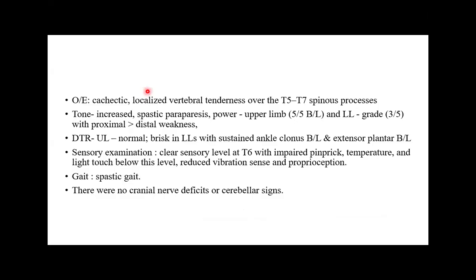And lower limb, there is a grade 3/5 power with proximal more than distal weakness. And deep tendon reflex in upper limb was normal. Brisk in lower limb with sustained ankle clonus and bilateral extensor plantar. And sensory examination showed a sensory level with impaired pinprick and temperature below T6 and below the level, and reduced vibration sense and proprioception also. With a spastic gait, there is no cranial nerve deficit or cerebellar signs.